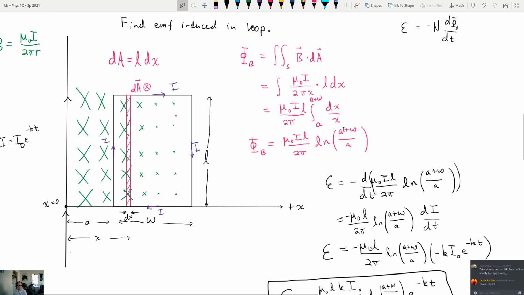And the difference will be that A now is going to be a variable, but it's going to be changing at a constant rate because the loop is going to be moving to the right at a constant speed. So usually what students do is they replace A.